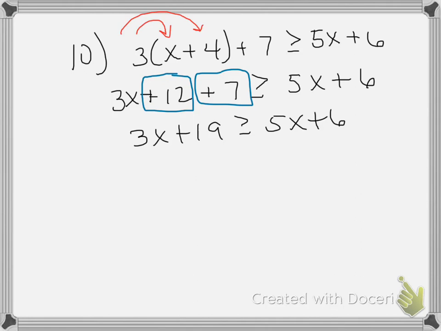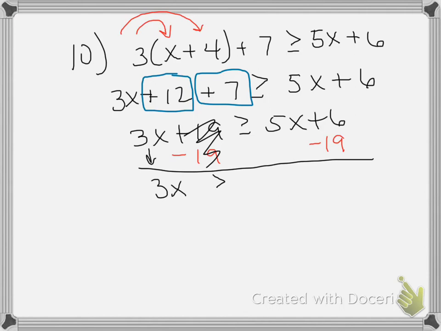Alright, so I'm going to subtract 19 to both sides. Bring down my 3x. This is a zero pair. Plus 19 minus 19, that equals 0, so it's like it's not there. Bring down my 5x. Plus 6 minus 19, be careful here. Make sure you use your calculator. We have more negatives than we do positives, so that means our answer is going to be a negative 13.